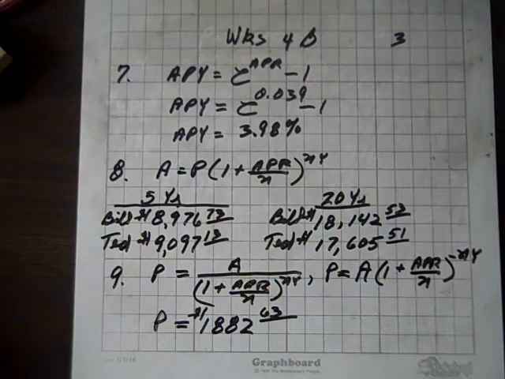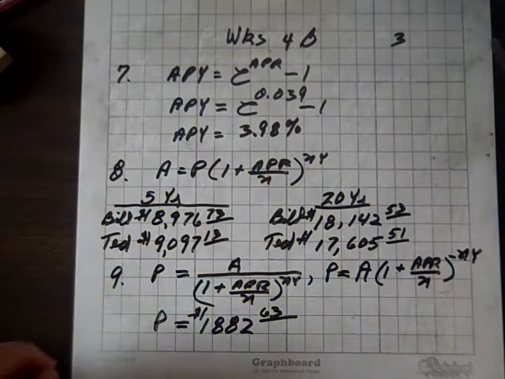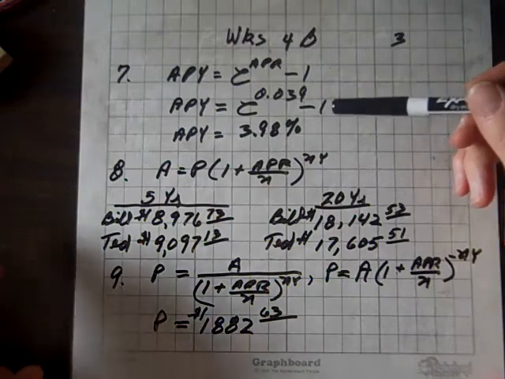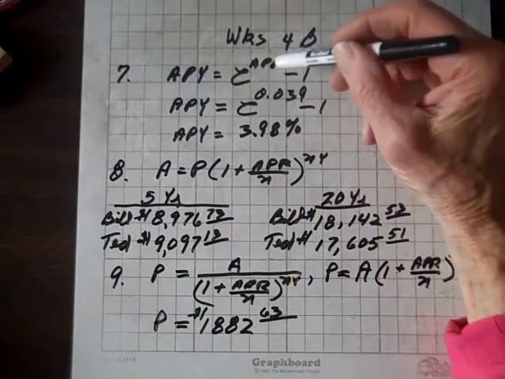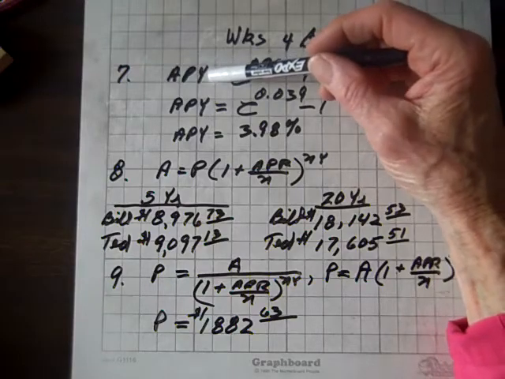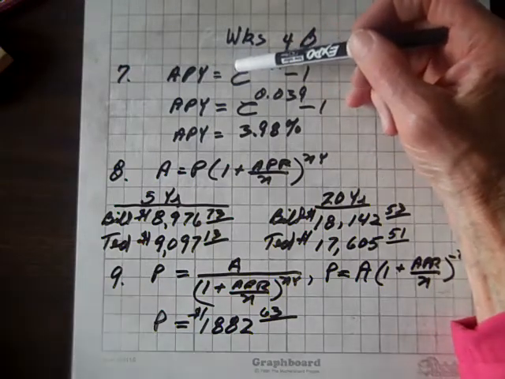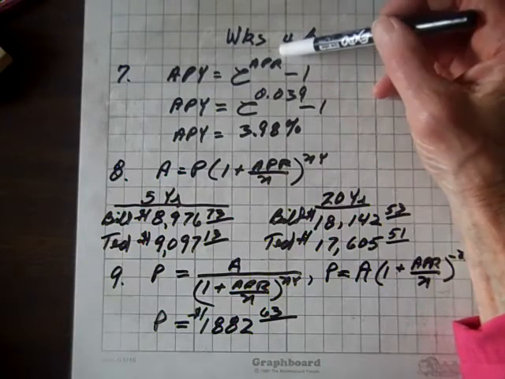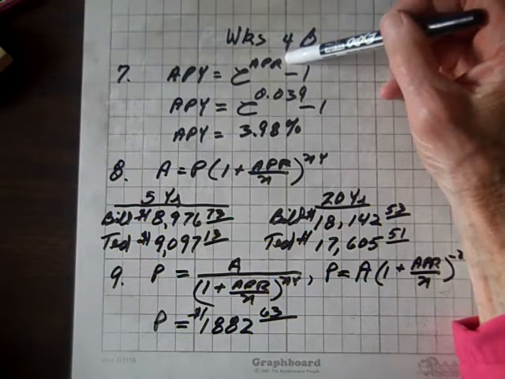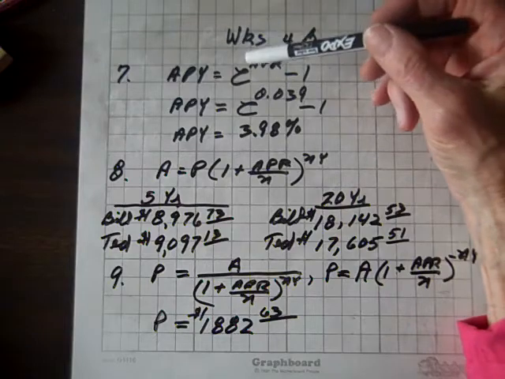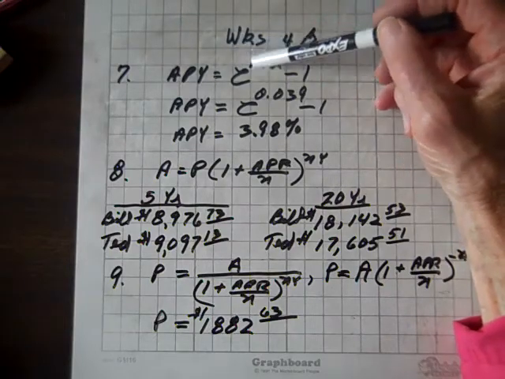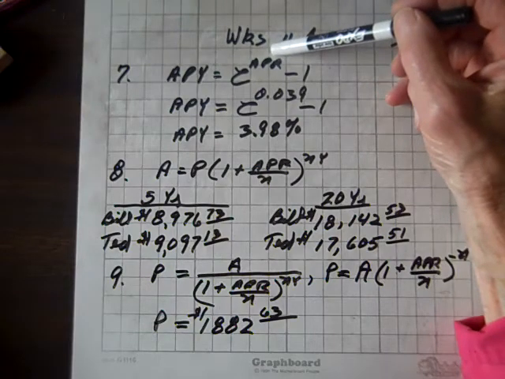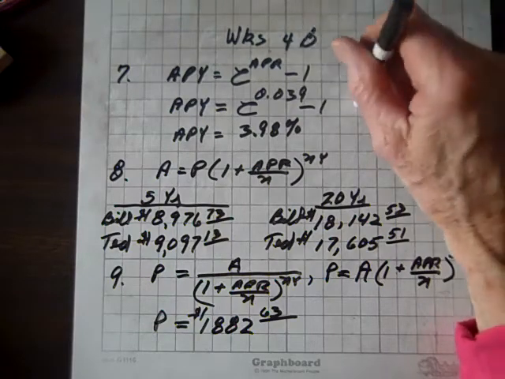So here we go with question 7, and this time we have to find the annual percentage yield when we're talking about compound interest. So here's the formula, annual percentage yield, and by the way, that's for 1 year, so y up here would be 1. The principal, it doesn't matter. So APY equals e to the APR, annual percentage rate, minus 1.